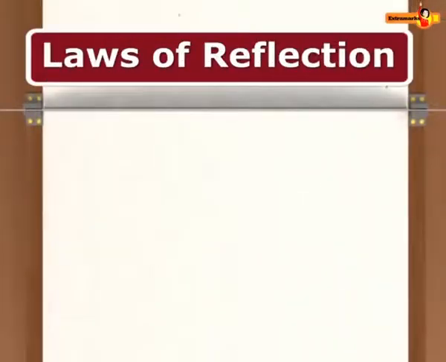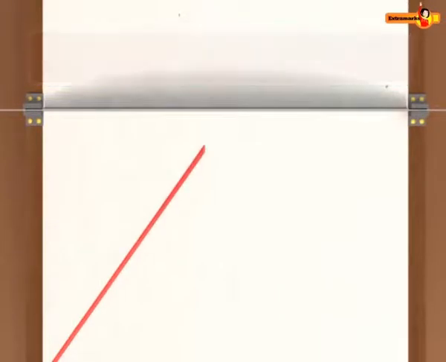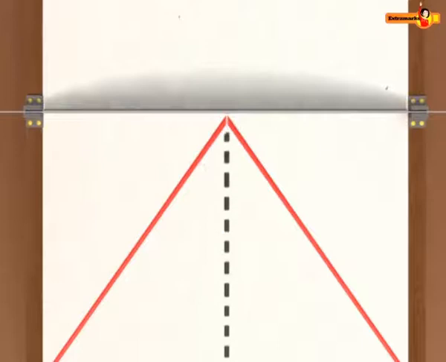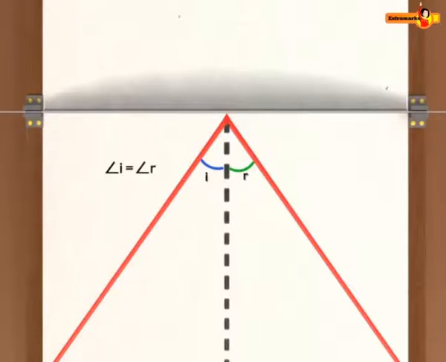Laws of reflection. The reflection of light takes place according to two definite laws. Let us study these laws one by one. The angle of incidence, i, is always equal to the angle of reflection, r. In short, angle i is equal to angle r.